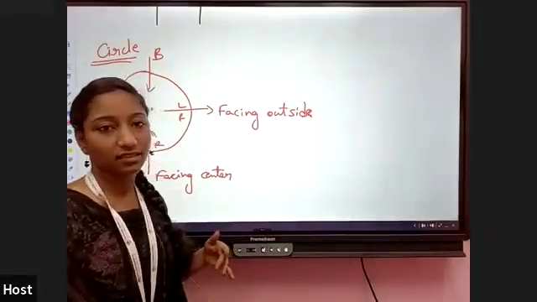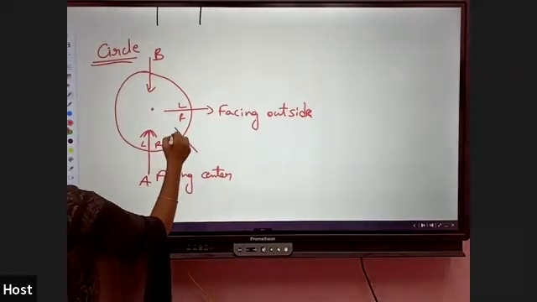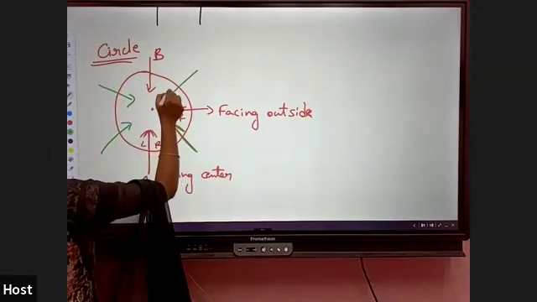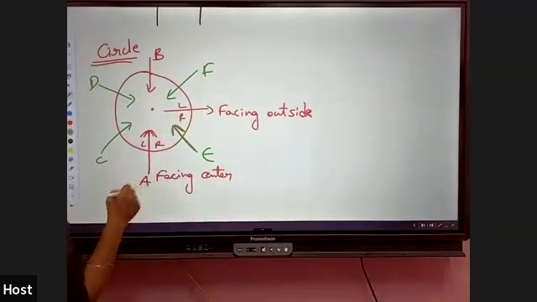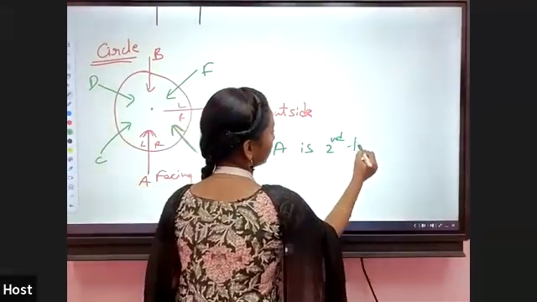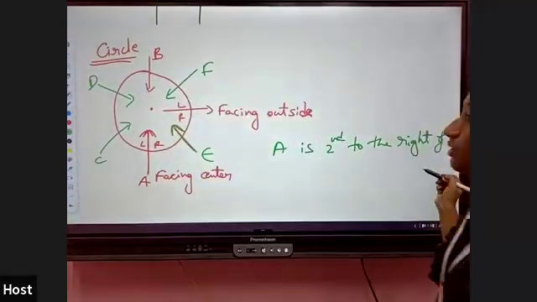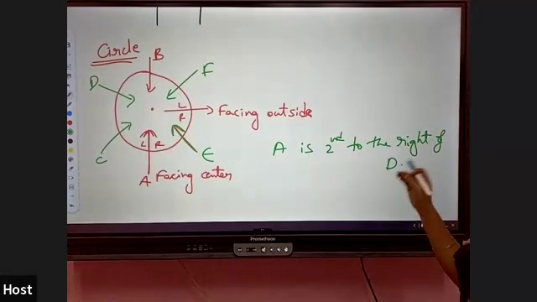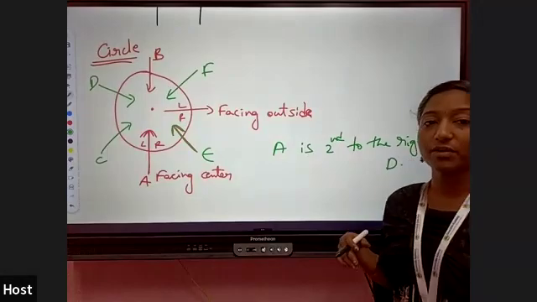Okay, second left, second right, this type of question. Suppose here some persons are there: C, D, E and F. So I am saying that A is second to the right of D. So what does it mean? A is second to the right of D. So for D, A is in the second position from right.